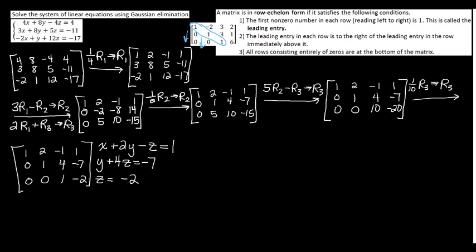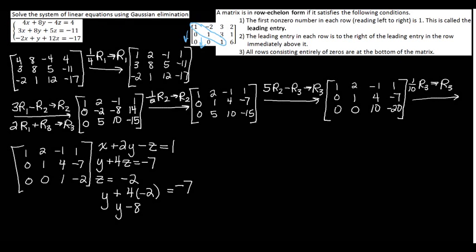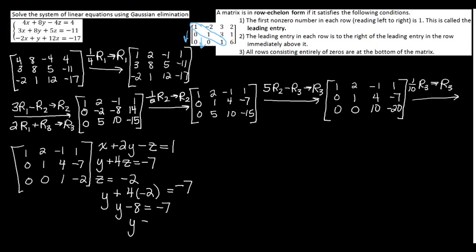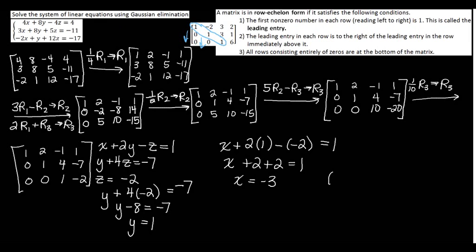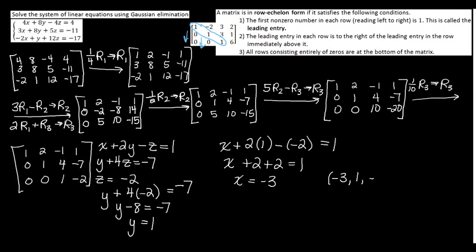Doing the back substitution of z equals -2 into the second equation, we get y plus 4 times -2 equals -7. Y minus 8 equals -7, so y equals 1. I'll now plug those values into the first equation. And I get x plus 2 equals 1. X equals -3 then. So my solution is -3, 1, -2.